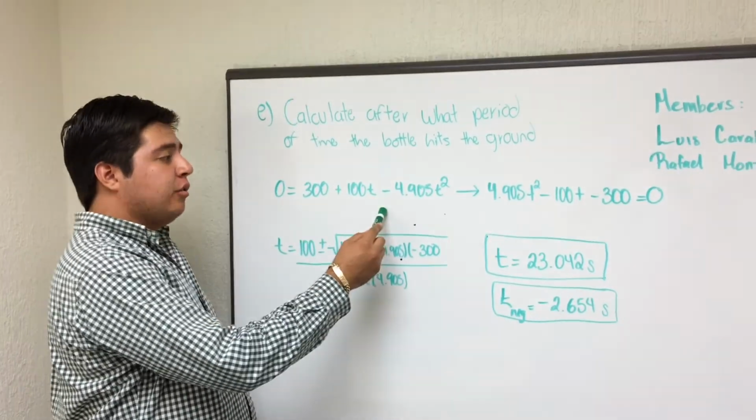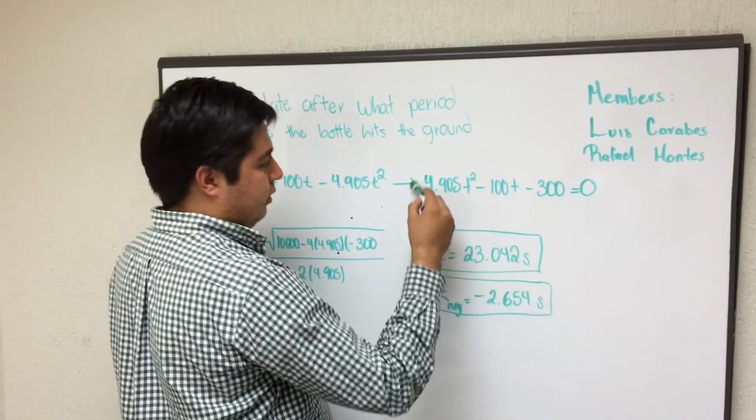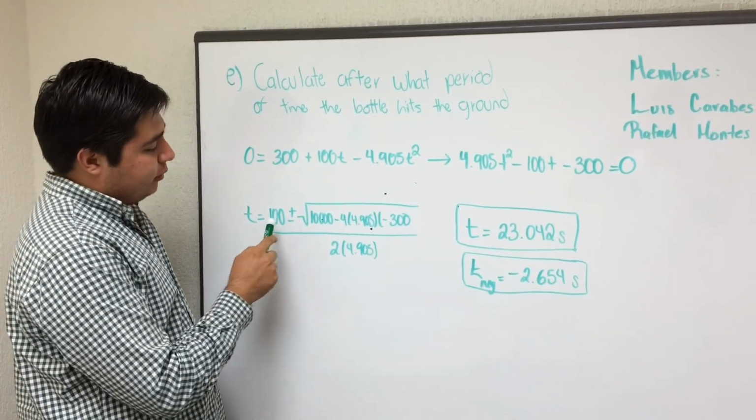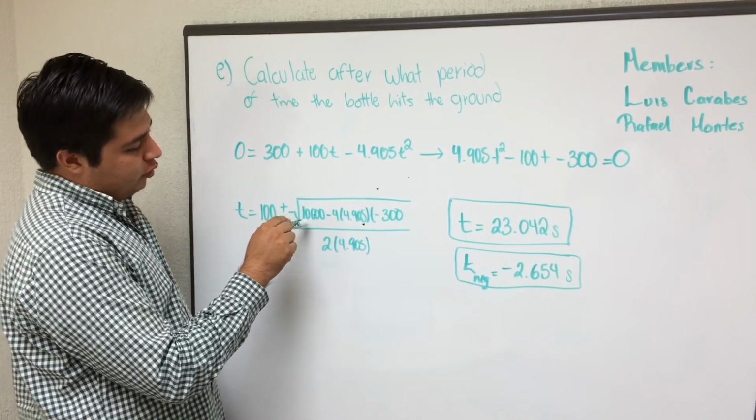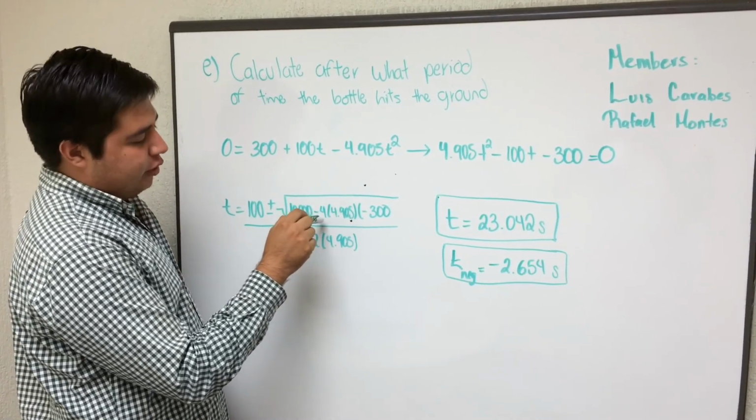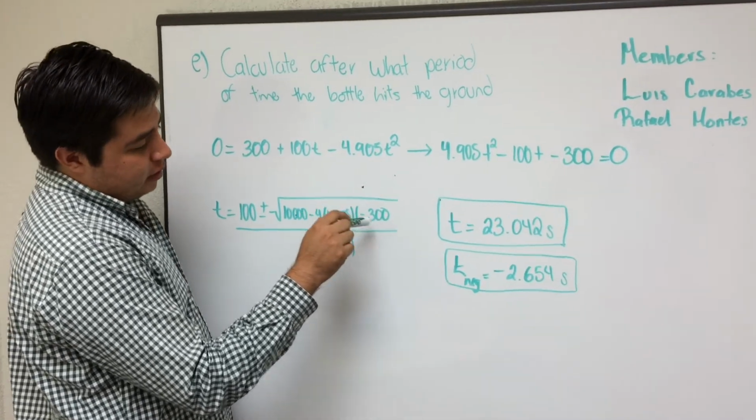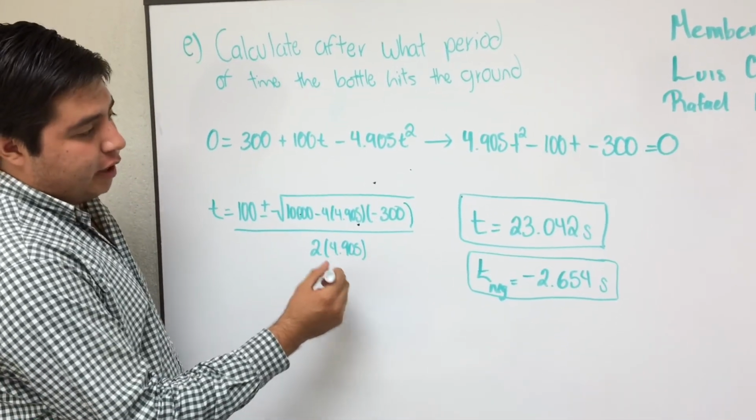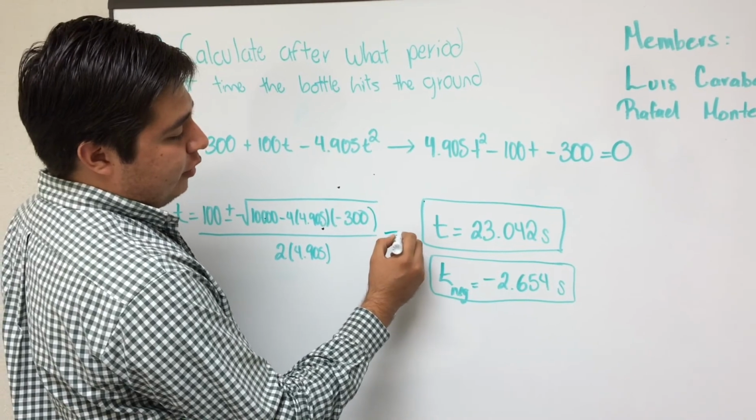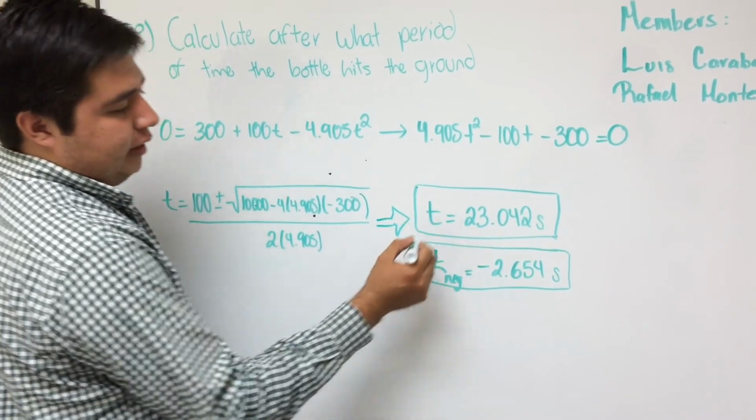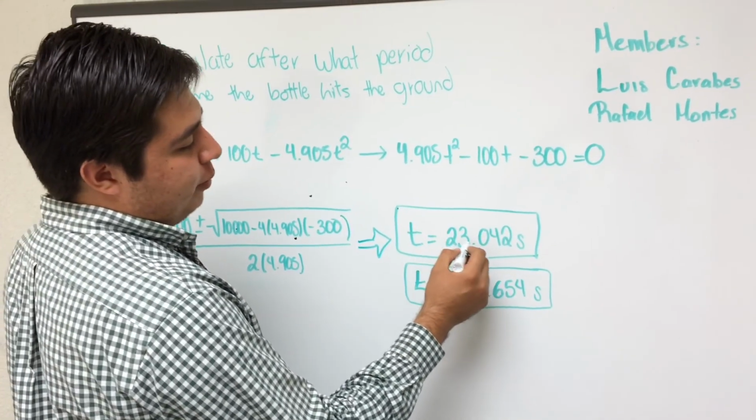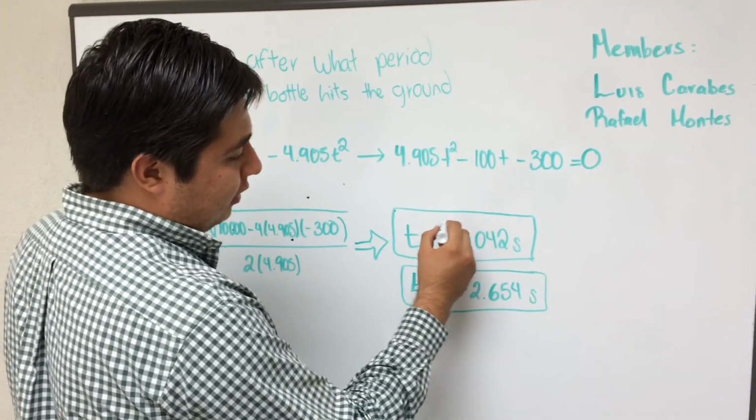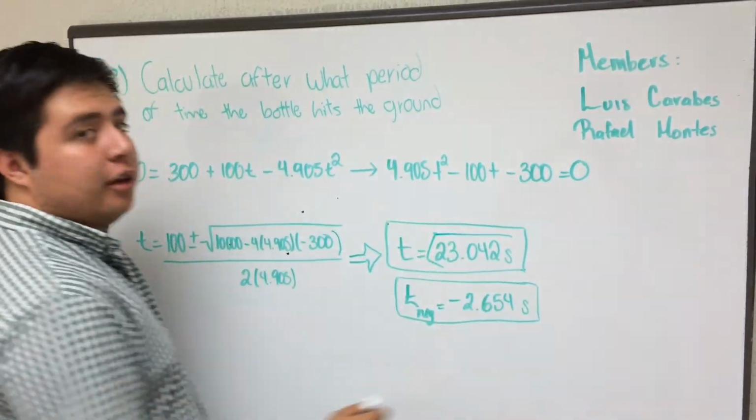Next, to calculate after what period of time the ball hits the ground, we substitute values, we obtain this, and we need to isolate t. So it is 100 plus the square root of 10,000 minus 4 times 4.905 times minus 300, over 2 times 4.905. The result of this equation is t equals 23.042 seconds. This means that after this time, the ball hits the ground.